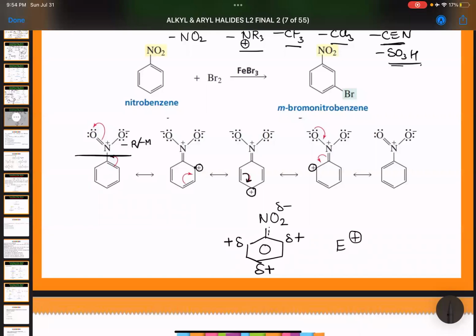At the meta position. Yeah, meta position, because at ortho and para positions it will be repelled away. Positive will be repelling the positive. Okay, so meta position. Yeah. So this is meta directing. Okay, this is the major product.